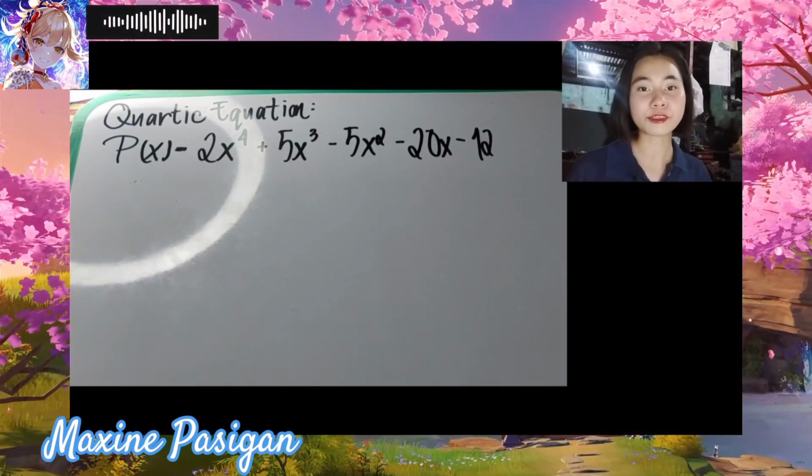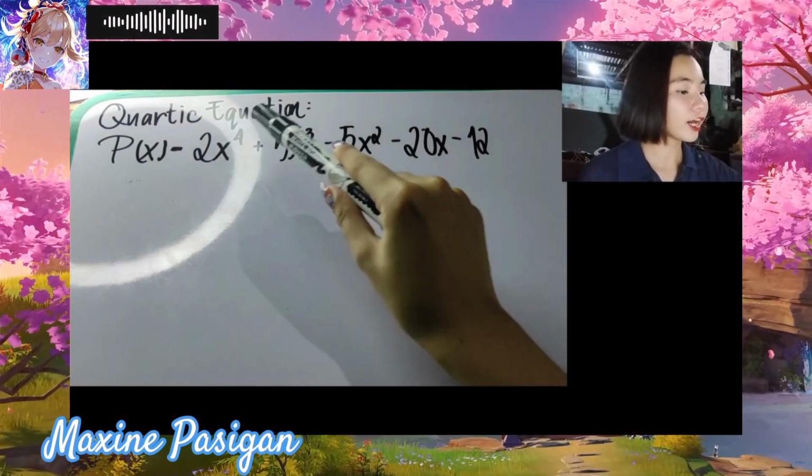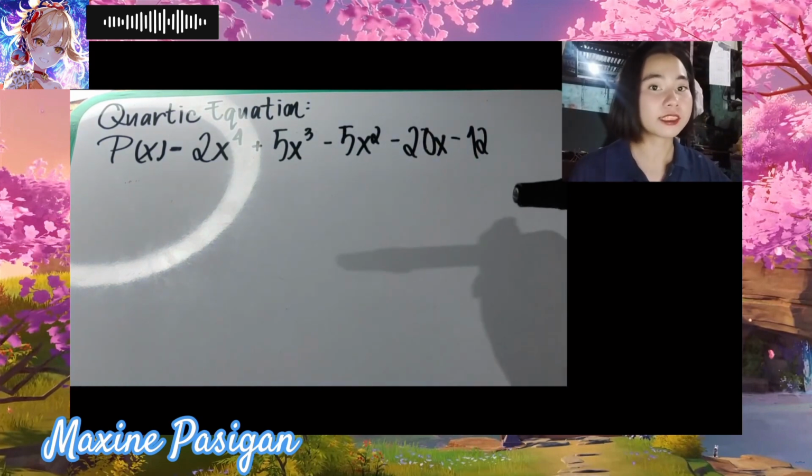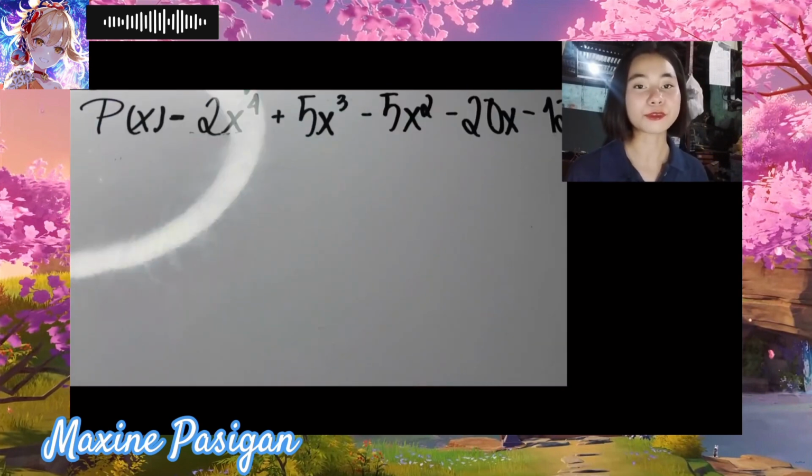let's check the standard form to see if there's a missing term. 4, 3, 2, and 1. We don't have any missing terms. If the standard form has a missing term or terms, always add 0 to the term or terms that are missing. Next, let's find all the roots using P and Q.